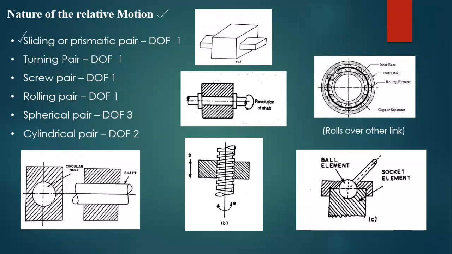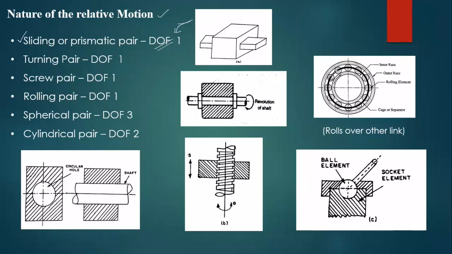So what is the sliding or prismatic pair? This picture belongs to this category. When two links have a sliding motion relative to each other, it is known as a sliding or prismatic pair. The degree of freedom is equal to 1.